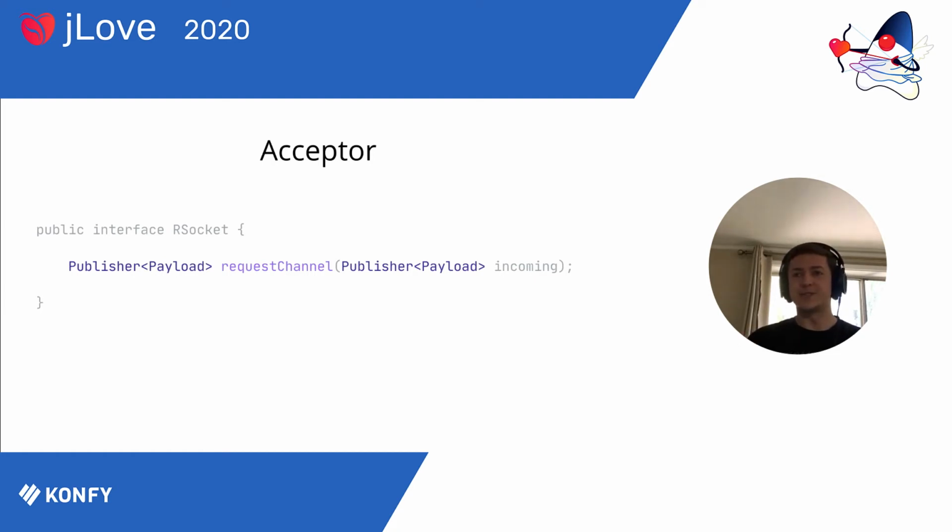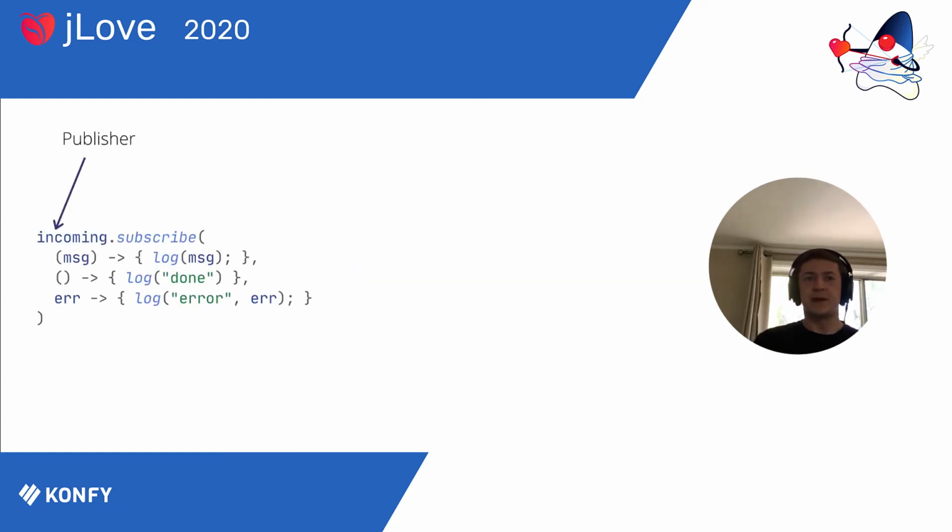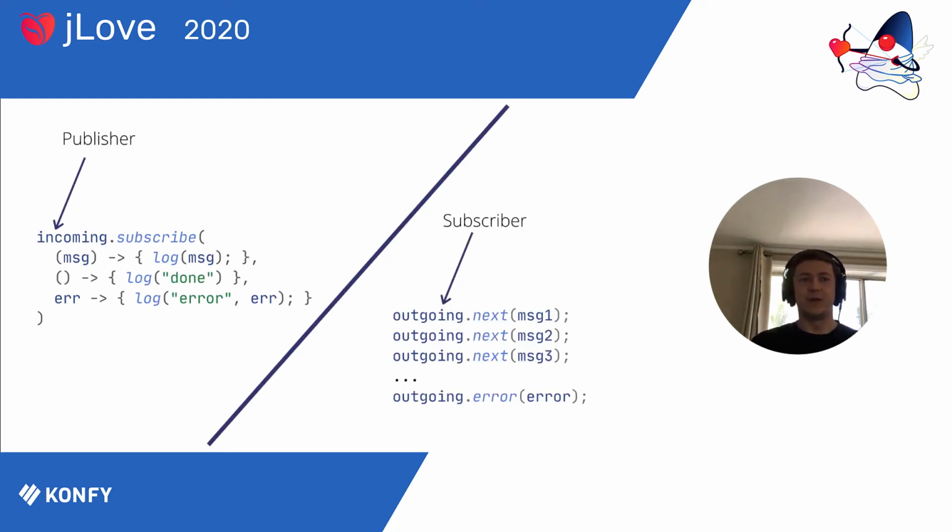RSocket supports multiple interactions, request response, or fire and forget. But for us, at least, the key part here and the most generic protocol is the request channel that receives a set of incoming messages and provides a set of outgoing messages. And for the incoming messages, you can subscribe onto them and implement 3 operations. What do you do when the message arrives? What do you do when the stream completes? And what do you do with the error, if an error occurs? And for the outgoing messages, you just send them. And it's pretty easy to handle it in that way.